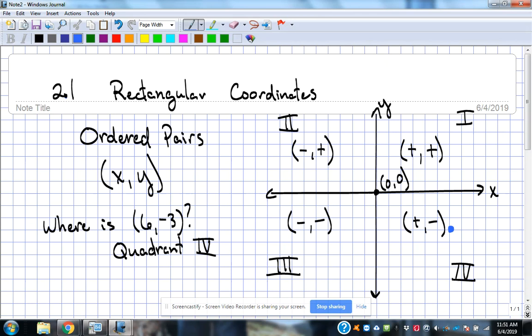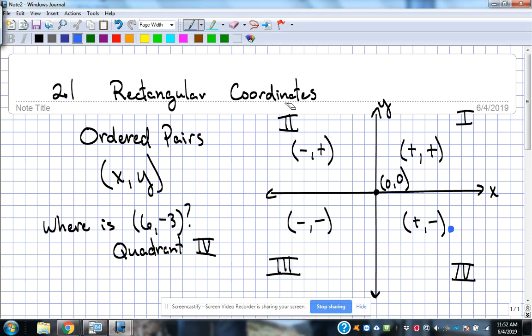So quadrant 4, positive x values, negative y values. If we plot the point, it gets there too. So knowing this is kind of a shortcut of knowing where something is instead of having to draw it out and plot it every time. Okay. You still need to be able to plot points. We're going to do that next.